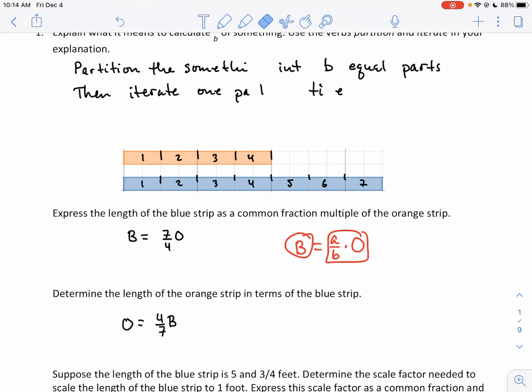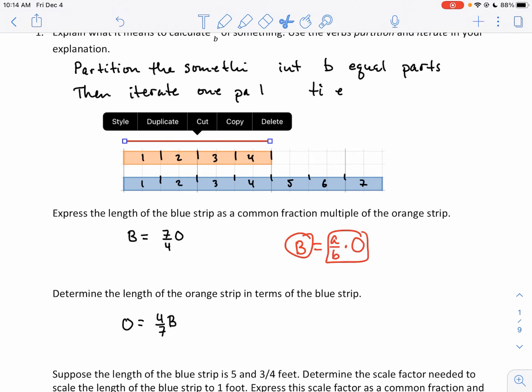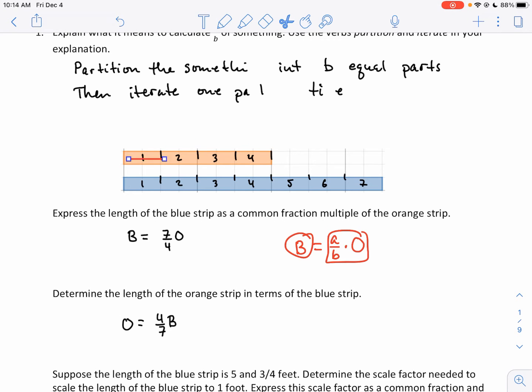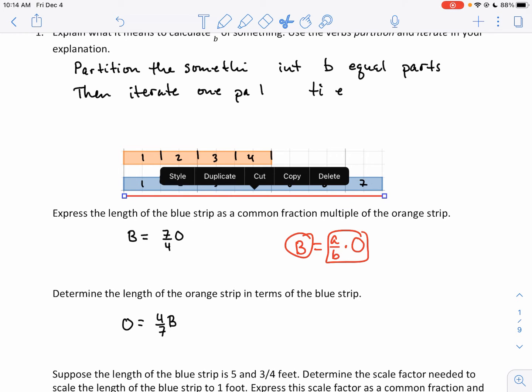But if you start with the orange, so start with something this long, we'll say, okay, we have, move that around, there we go. So we've got something that's the orange length. We're going to partition it into 4 equal parts, and then focus on one of those parts right there. And then copy that part, iterate it 7 times to get this length. So in other words, I wanted to do first 1/4 of the orange and then do 7 of those.